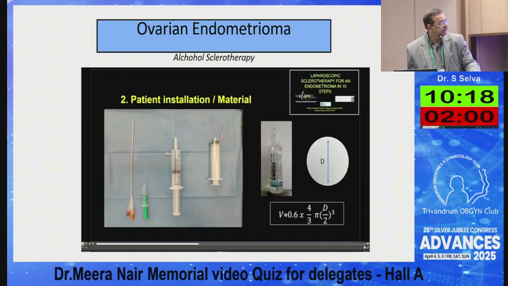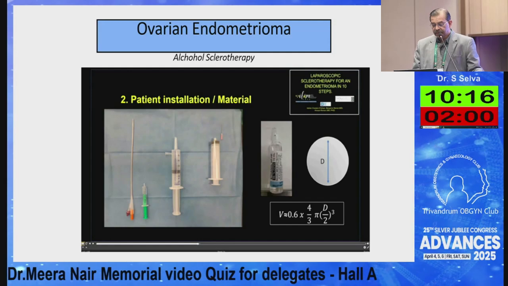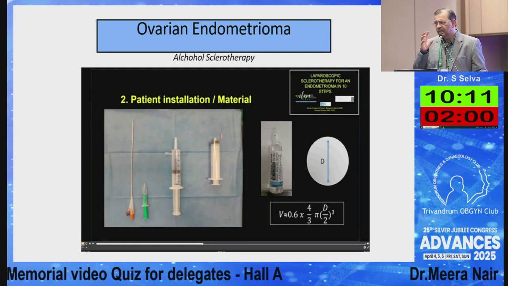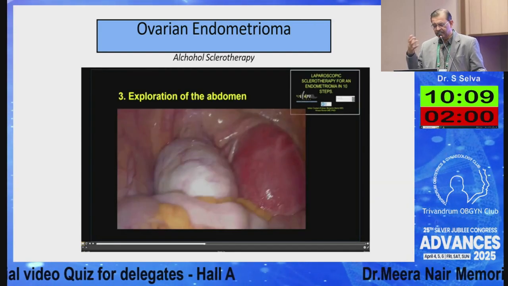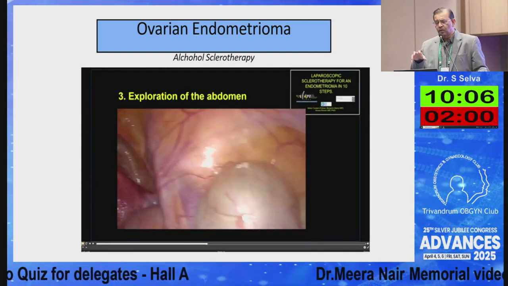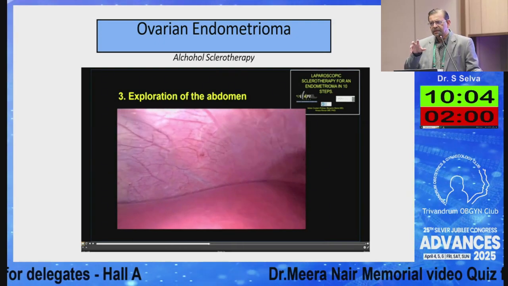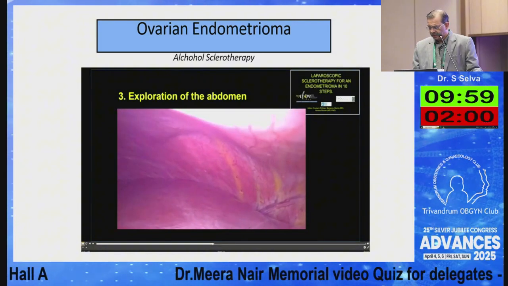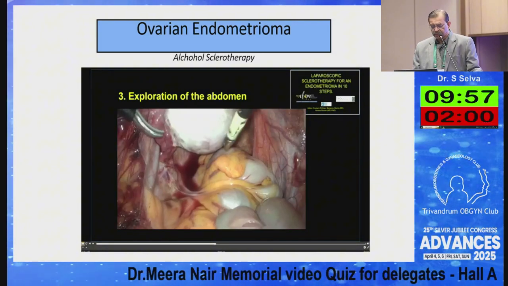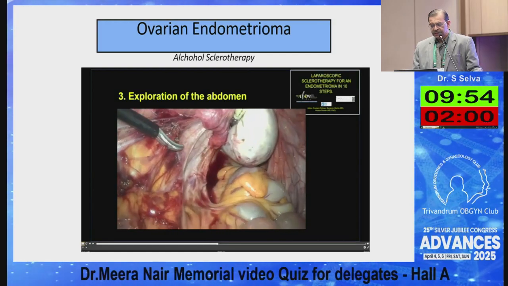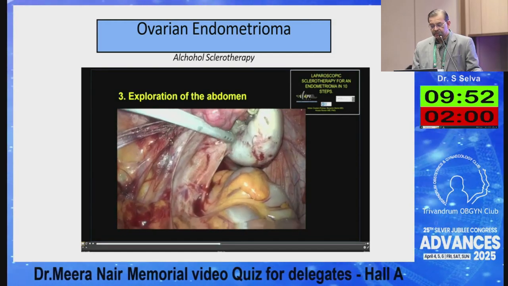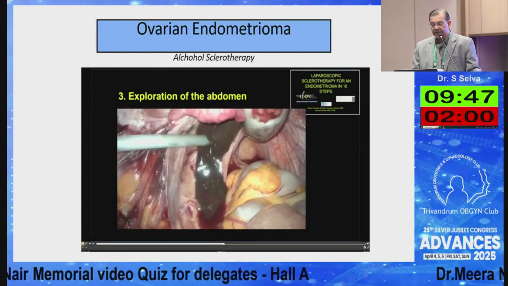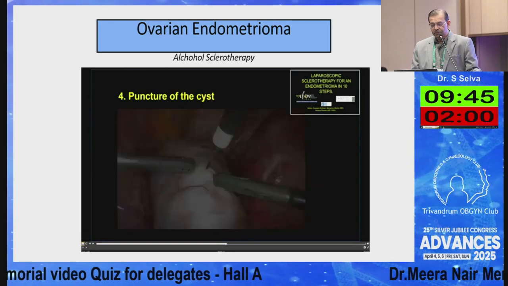Okay, the next one is sclerotherapy. Sclerotherapy is a technique whereby you put alcohol, 95% and above, 100% alcohol, into the ovary so that it kills the cyst wall. This video is from Horace Roman, and it was published in JMIG, so I took it from there and I got his permission. So this is a traditional cystectomy. When you do a traditional cystectomy and you separate the ovary from the area that it is attached to, it will leak. So this is not what you want to do.